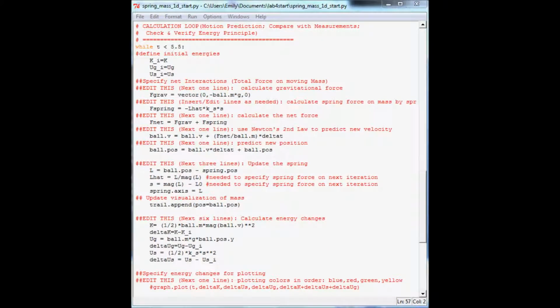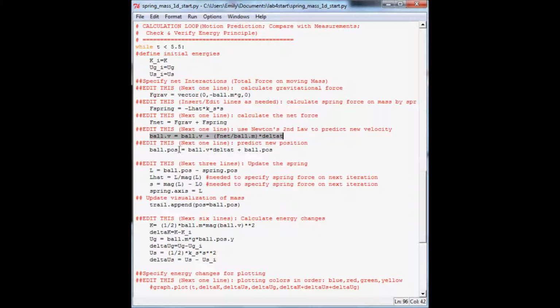We next create a loop in order to first predict the motion of the spring mass system using Newton's second law, compare the prediction with the measurements found in tracker, and compute the energy changes to verify the energy principle. We first define the initial energies. Next, we calculate the gravitational force and the spring force, which we calculate using these equations. We then add these two forces together to find the net force.